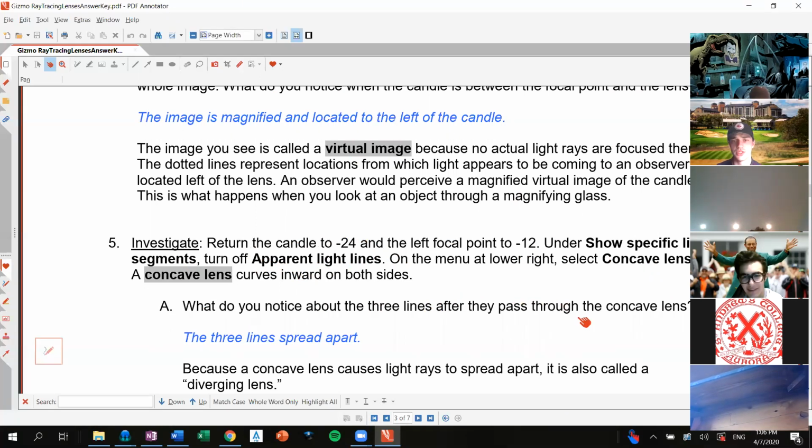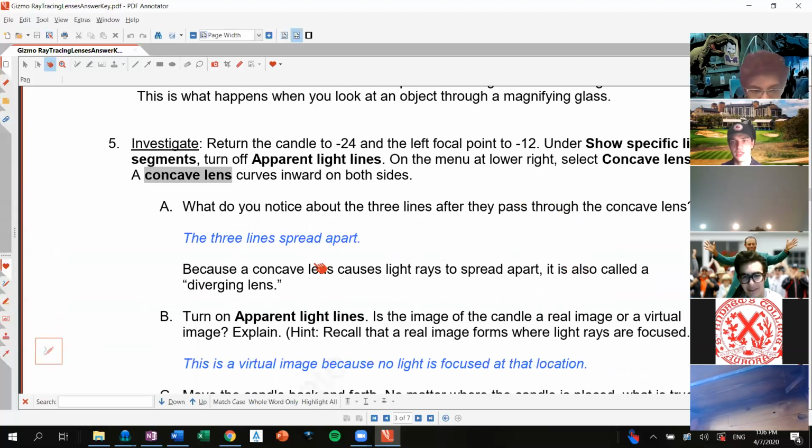What do you notice when we switch to the concave lens? Did the three lines converge or did they diverge? Diverge. They diverged, absolutely. So the three lines spread apart or diverged. This is why it's called a diverging lens. It then asked us to turn on apparent lines.